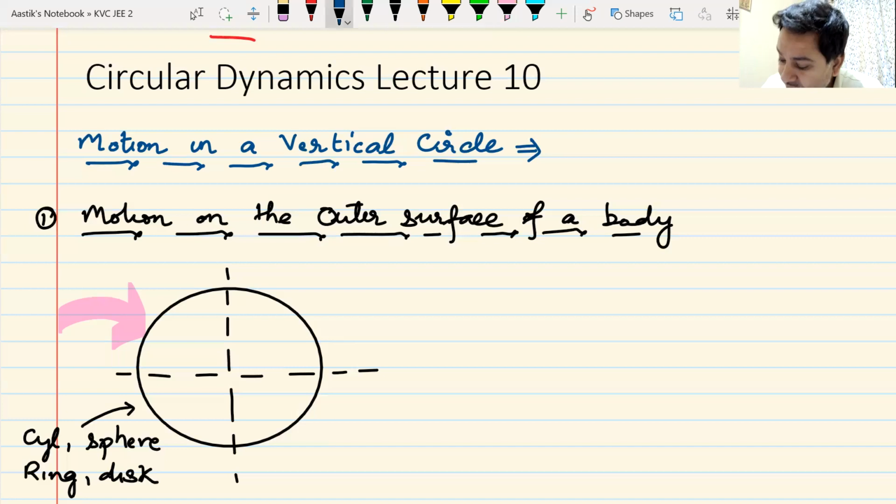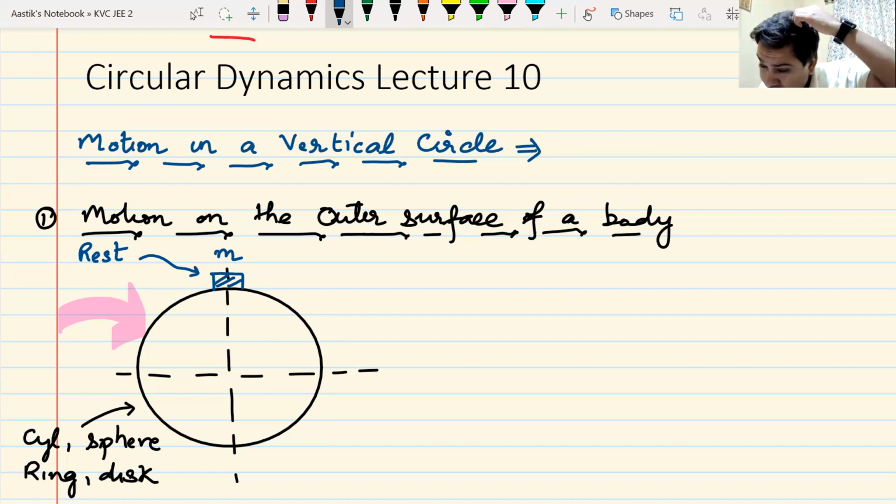So I keep the body, to start with, right at the top. And at the top, let us say the mass of the body is m. And at the top, let us say that the body is at rest.